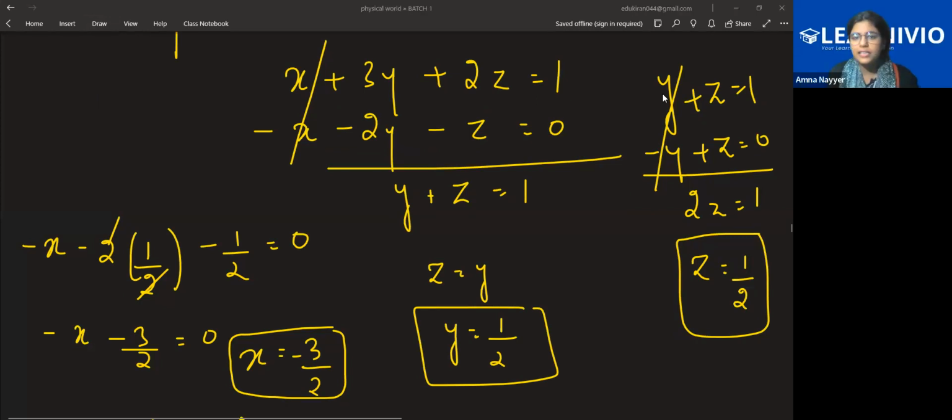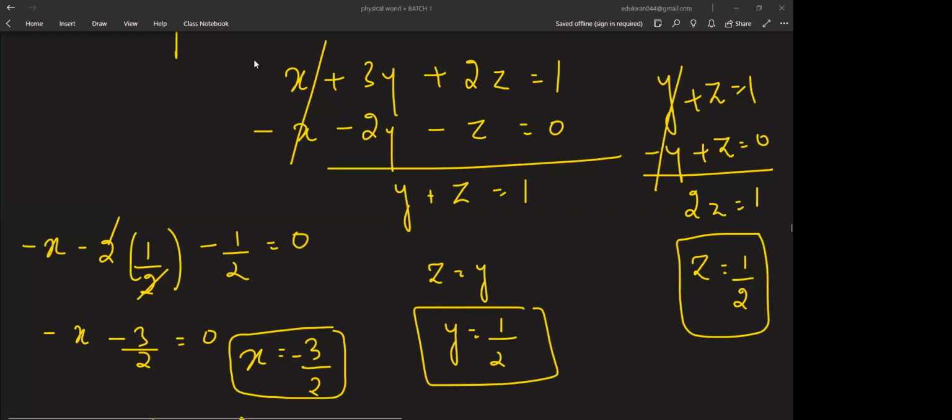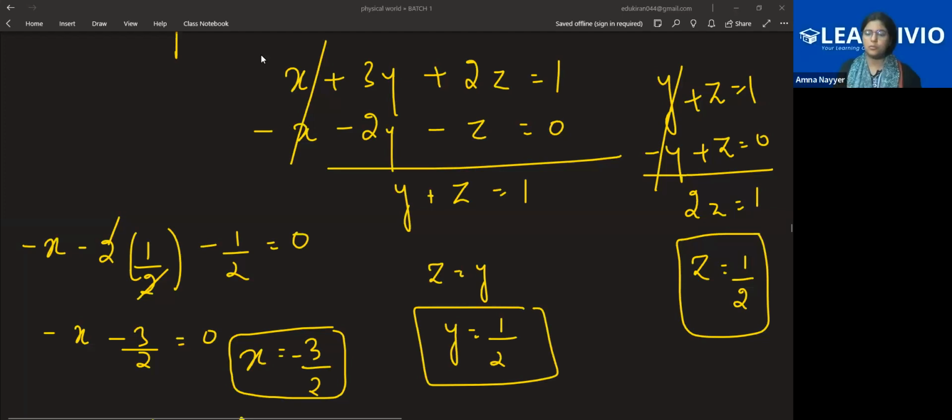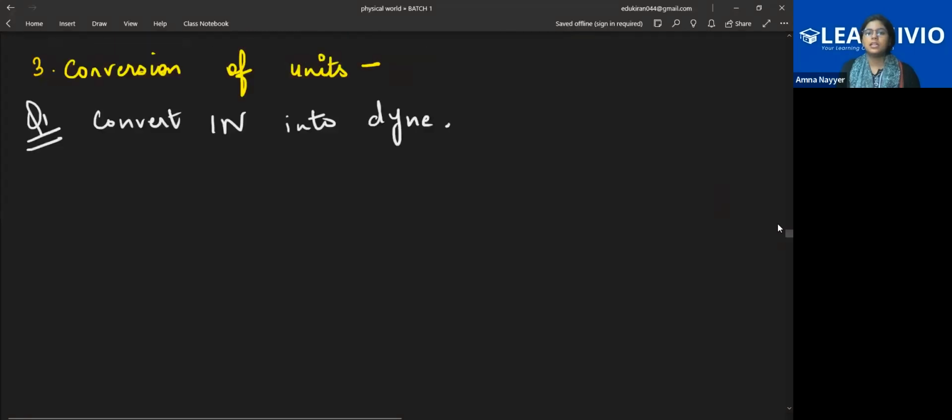Now, class, the next topic that we have is conversion of units. This is the last. See, the first part that we had was just writing of the dimensional formula. Now what we have is checking the accuracy of the formula. The last topic that is left is conversion of one system of units into another system of units. So see, in conversion of units, we have to convert 1 Newton into dyne. So we have 1 Newton into how many dynes?